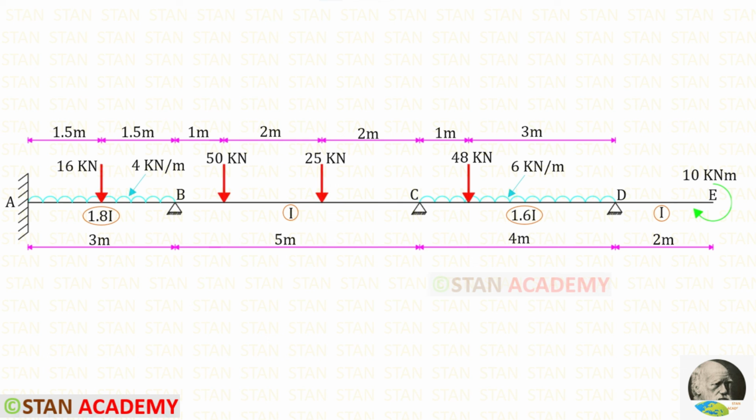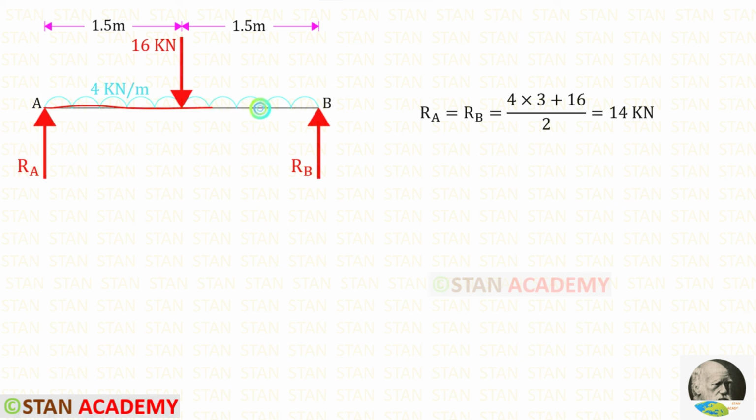Alternatively, we can draw the bending moment diagram by the superposition method. In this method, first we have to consider every span as a separate simply supported beam. First, let us take the span AB and assume that it is a separate simply supported beam. We need to find the reactions RA and RB. Since we have symmetrical loading, we have to add the total load and then divide that by 2. When we do that, we will get RA and RB.